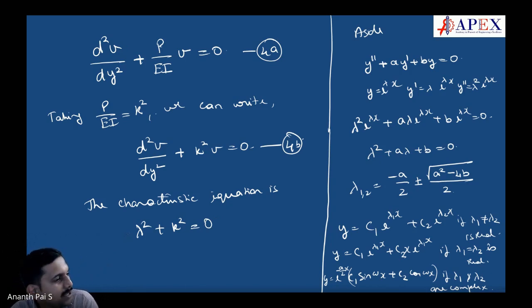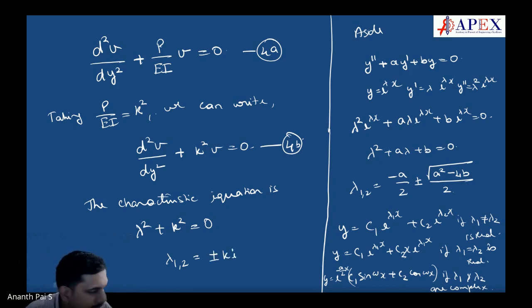Now if lambda square plus k square is equal to 0, what are the roots? The roots are complex. So lambda 1, lambda 2 is equal to plus or minus ki. Correct. That means only this is there. B is not there. Sorry, A is 0. Only B is there. Observe that this is missing over here. It's one of the very simple cases. The earlier ones were all complicated. This is super simple. So it is plus or minus ki.